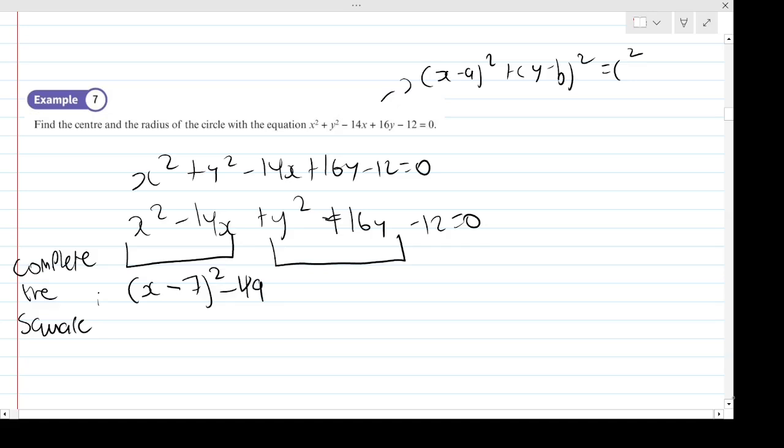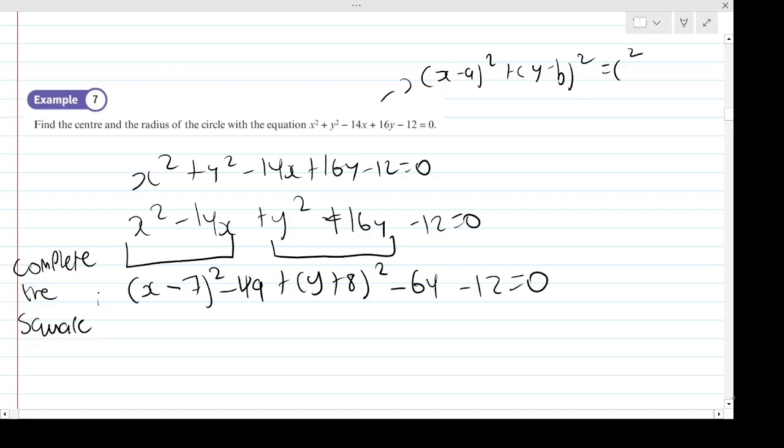Then we need to complete the square on the y part here. So that's going to be plus, again, y, bracket, and then half of plus 16 is going to be plus 8, all squared, okay? Then we do minus 8 squared, so minus 64. Then we've got minus 12 at the end here, okay? Don't forget that. And there we are.